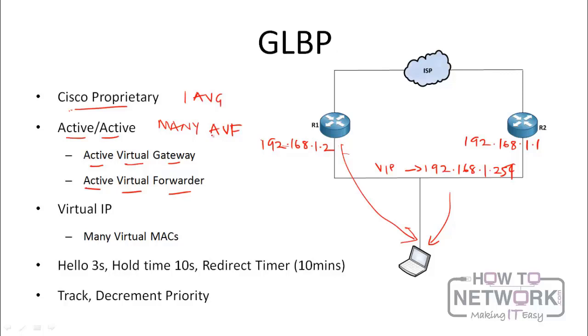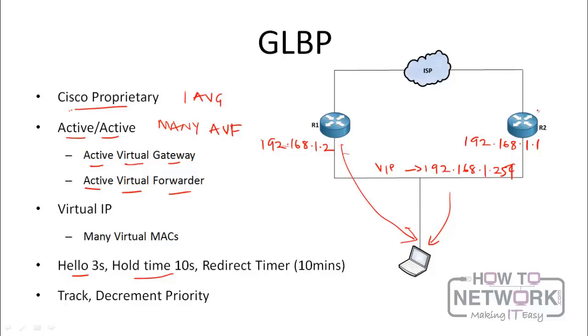So how does backup occur? First thing you need to know is that we still have the hello timer and the hold timers, so we can still know when the router goes down. And the router with the highest priority is still the AVG. So the router that has the highest priority will be the active virtual gateway. What happens if an active virtual forwarder goes down? What really happens is that when the active virtual forwarder goes down, the router with the next highest priority, which is usually the AVG, would take over. And when I say take over, what I mean is that the router is going to start responding to the AVF's MAC address.